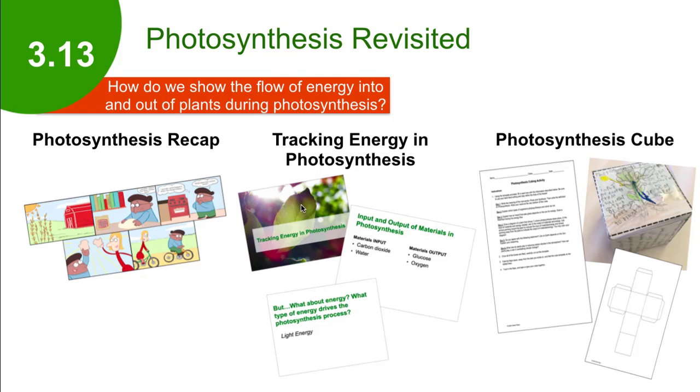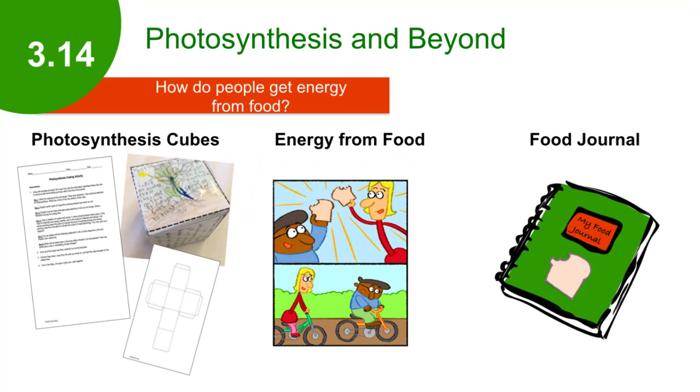And after the presentation, students will draw a quick flowchart tracing the path of energy in the food unit roadmap visual. Finally, students will make a photosynthesis cube to summarize what they learned so far about photosynthesis. They'll have time to complete the cubes in the next class period. In Lesson 3.14, students complete their photosynthesis cubes, which can be a summative assessment on photosynthesis. Students then discuss the new phenomenon that people and other animals get their energy from food.